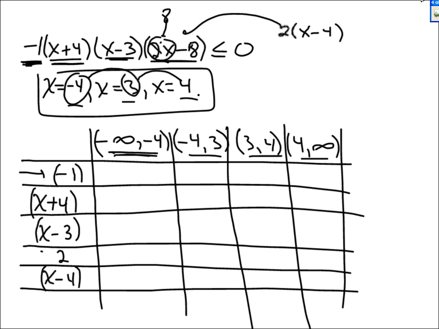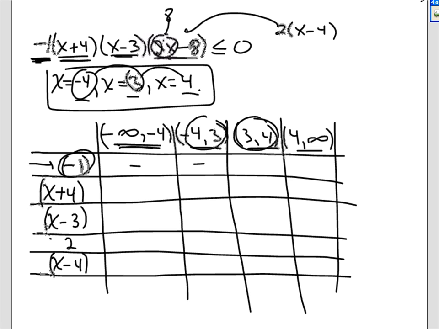If x is in this interval, this value is negative. If x is in this interval, if x is 0, -1 equals -1. If x is in here, like 3.4, 3.7, -1 is negative. If x is more than 4, like 73, -1 is still negative. In fact, it's -1.